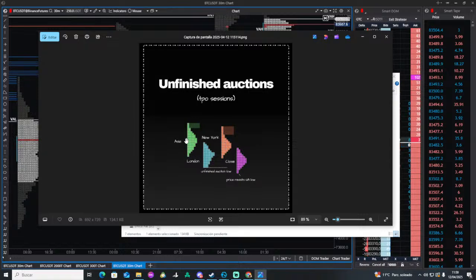When you have this type of TPO where you have more than 2 ticks on the bottom, it's an unfinished auction. A good finished auction would have a 1 tick base. So the next auction, the next TPO, could go and clean this unfinished auction from Asia.